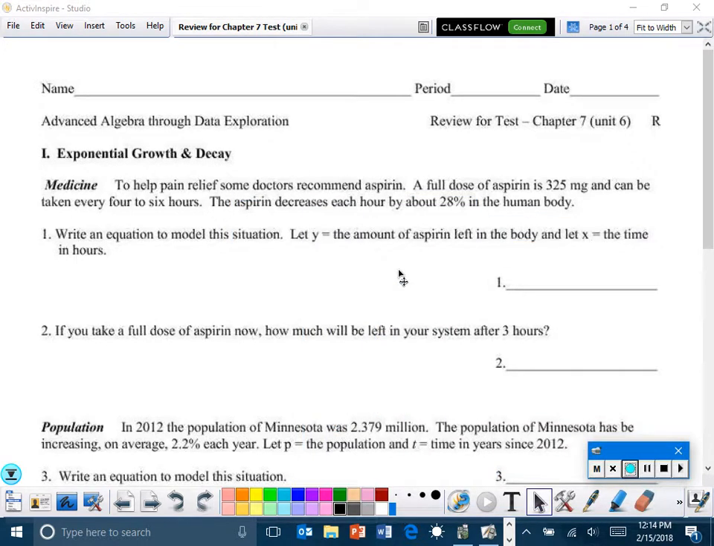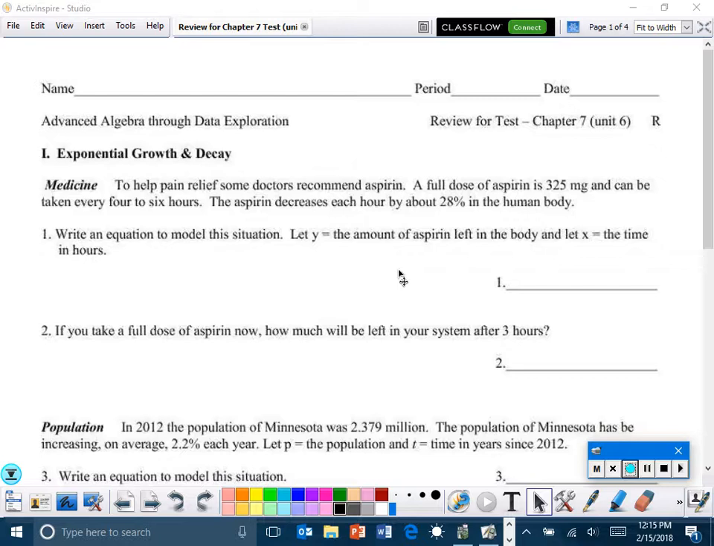Okay, ladies and gentlemen, let us begin our study guide. So, first problem. Write an equation that models the situation. Here's the situation. To help pain relief, some doctors recommend aspirin. A full dose of aspirin is 325 milligrams and can be taken every 4 to 6 hours.